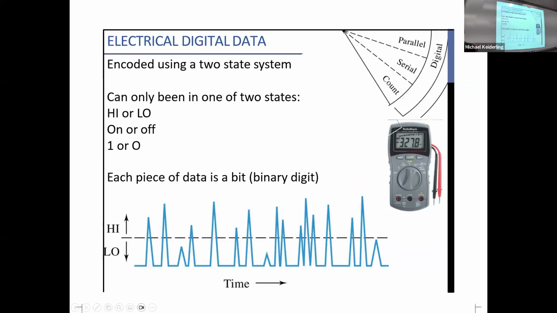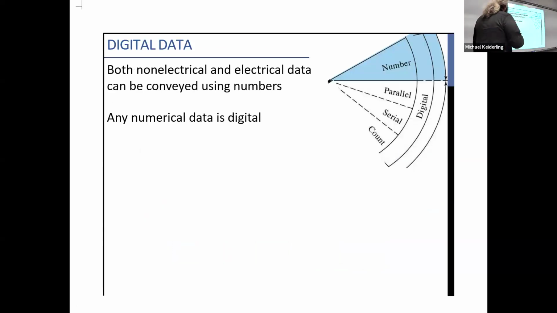Now, electrical digital data can be encoded in a two-state system. It can be only high or low, on or off. And then each piece of data is a bit, a binary digit. It usually looks more like a square wave than this, but you can encode data that way. But non-electrical and electrical data can also be conveyed using numbers, and any numerical data is digital.